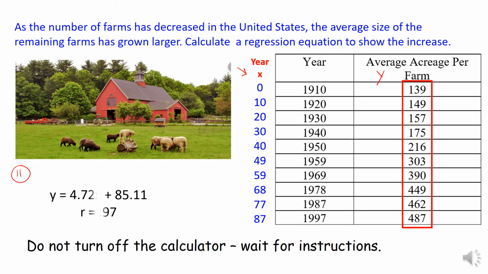Okay? All right, so here's the equation. It's telling us that the average acreage per farm is increasing by 4.72 acres per year since 1910, the first year of the study, when the average size of a farm was 85.11. Now, look how different this y-intercept is from this y-intercept. That's quite a big difference.